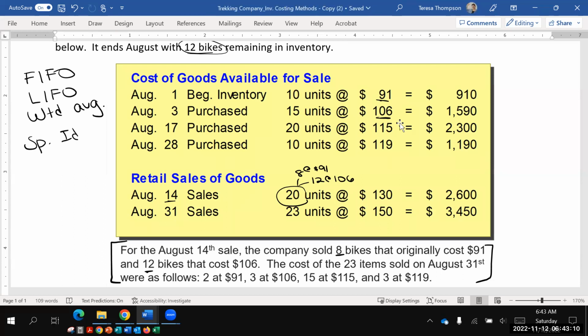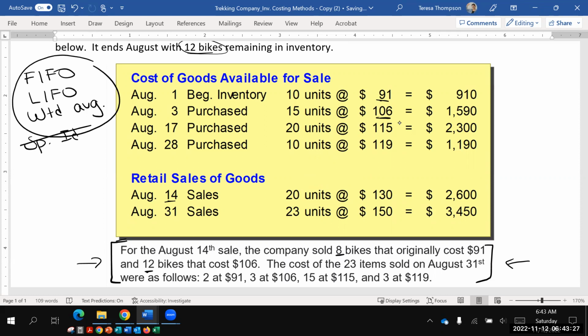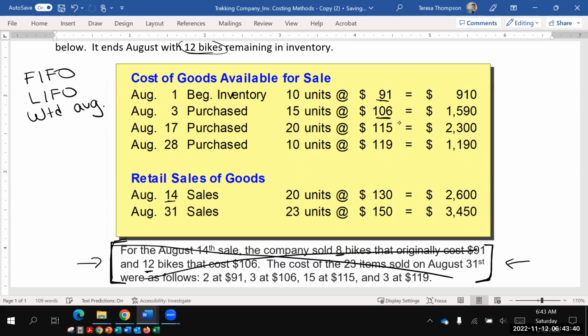Okay, now because specific ID is much more straightforward, again, they're giving you the information. And remember, we said less than 2% of companies even use it. I'm not going to illustrate that method. I'm going to focus on the first 3 more popular methods. So when you see a problem and they give you all this detailed information, that's for specific ID. If they don't ask you for specific ID, you can disregard it. And since we're not going to illustrate with that method in this exercise, I'm going to go ahead and put a line through it so it does not confuse us.